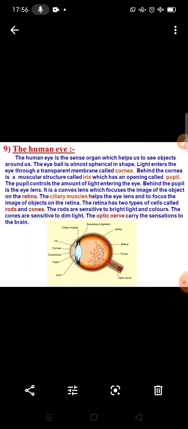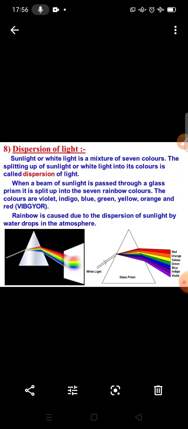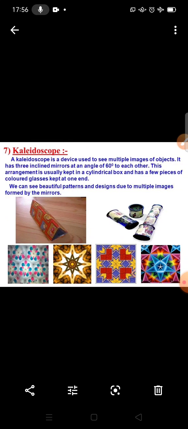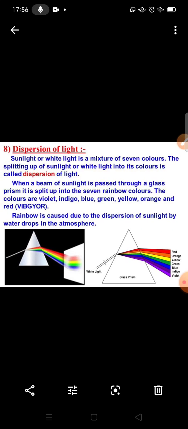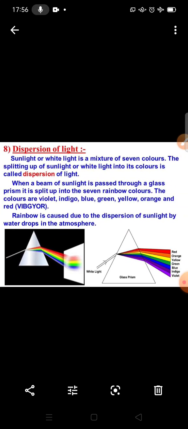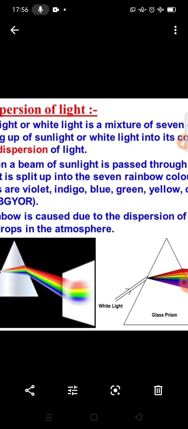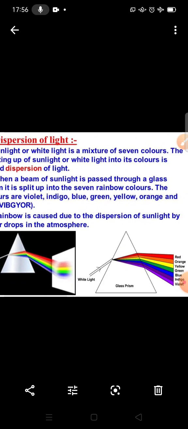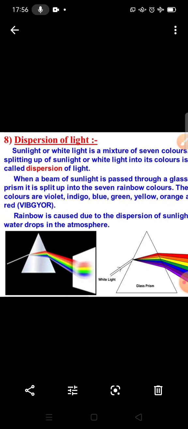So I hope you understand this topic: kaleidoscope, periscope and dispersion of light. What do you mean by the dispersion of light? The splitting up of sunlight or white light into its colors is called dispersion of light.